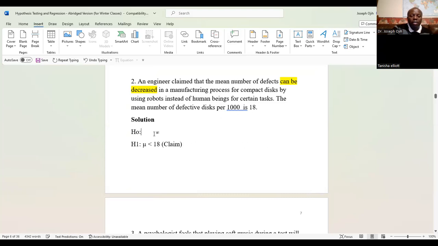The other one will mean greater than 18. We mean greater than 18. But you cannot use greater than in the null hypothesis. You can only use greater than or equal to 18.